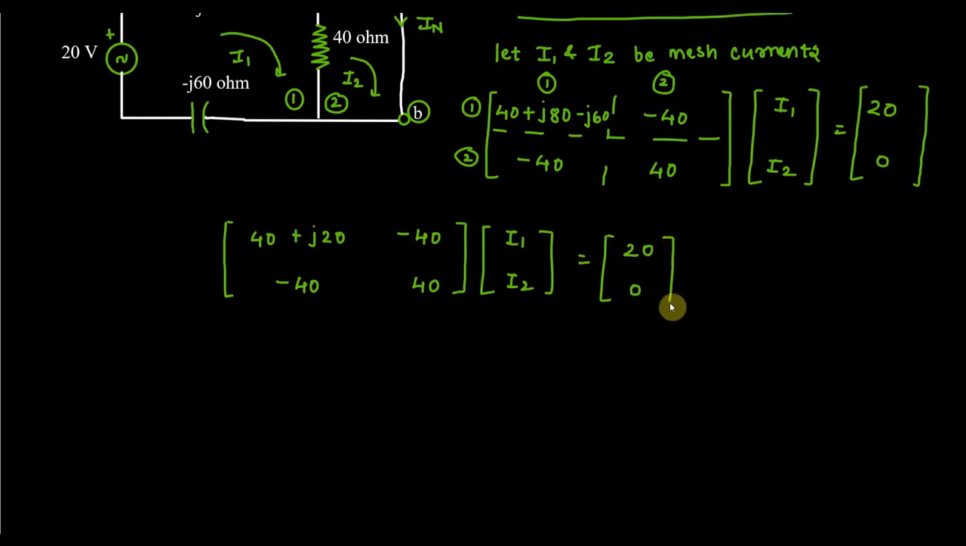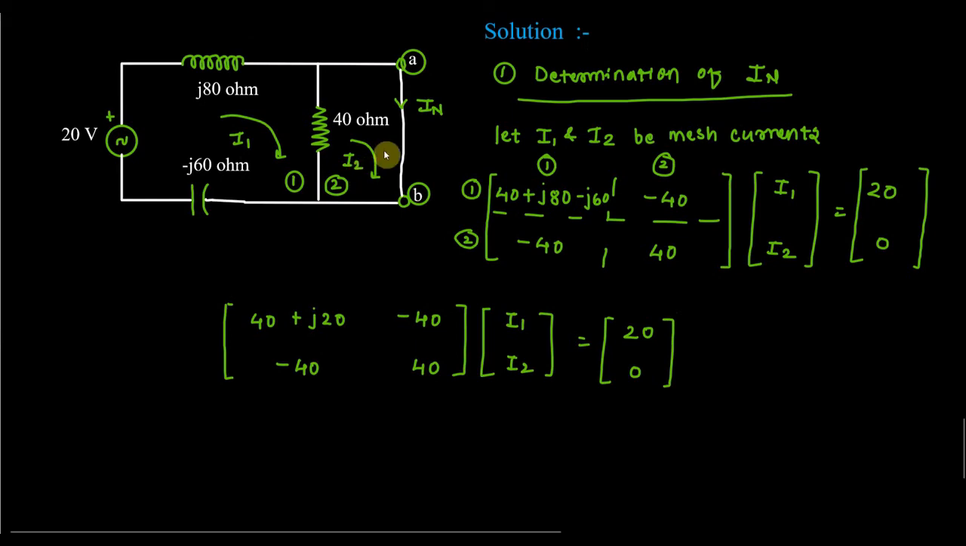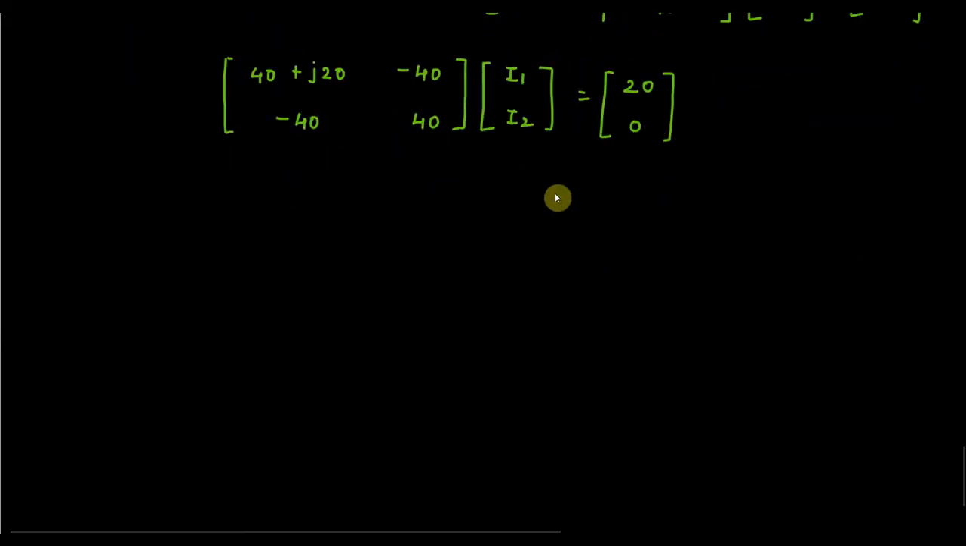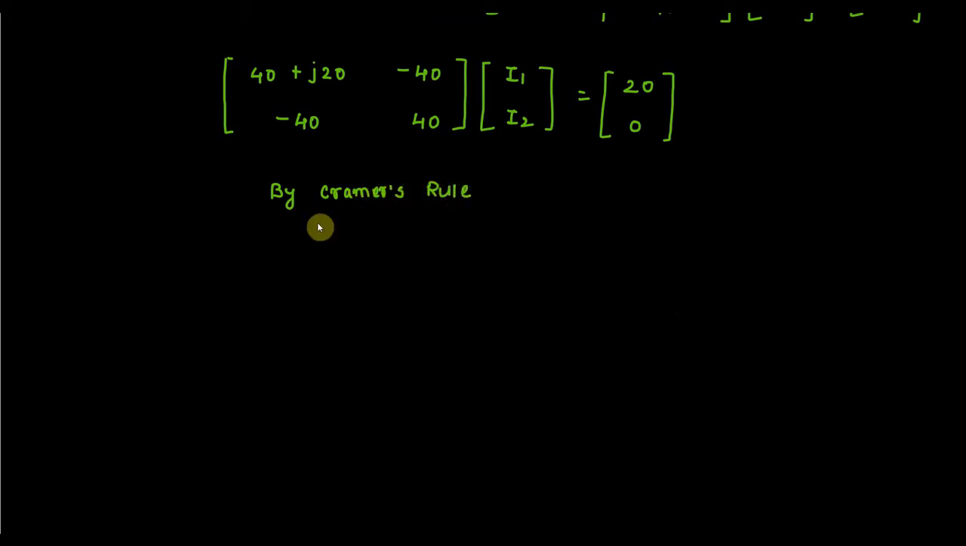Now, our aim is not to find I1, I2. Our aim is to find I2. And if you see the network, I2 is the same as IN. So apply Cramer's rule and find the value of I2. By Cramer's rule, I2 is equal to delta 2 upon delta.